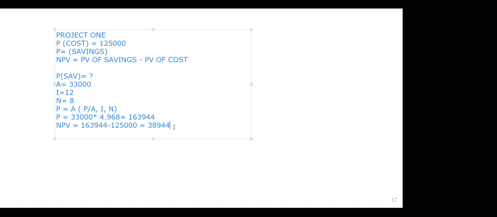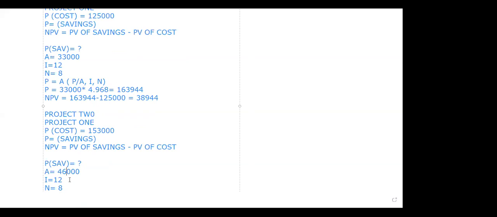So now let's go for project 2. For project 2, I'm going to play smart by copying all this. So the only difference I'm changing is that here is now 153,000, and here is now 46,000. So that's the only thing that's changing. Are you with me? The number of years remains the same. The interest rate remains the same. So this is what the question is.